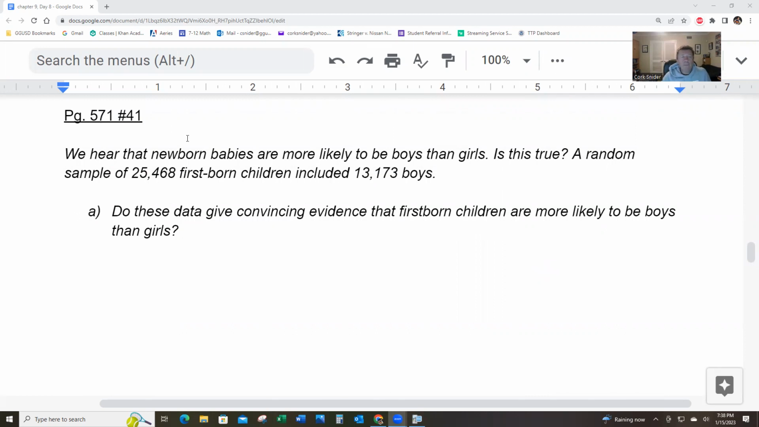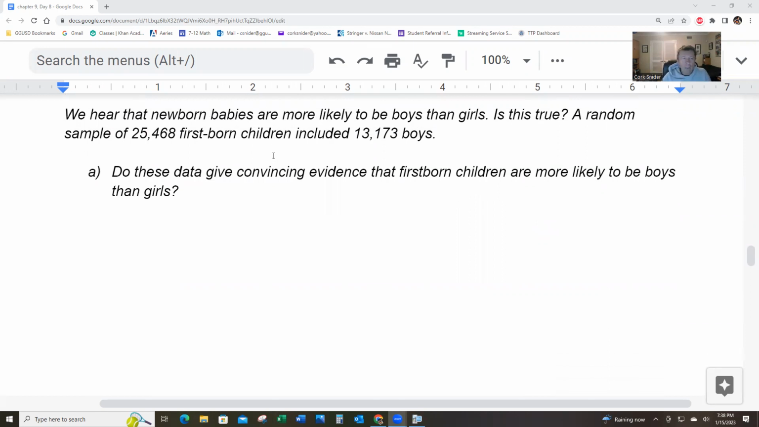Okay, so this is page 571, number 41. I think this is another assignment in the homework. This is much more likely to happen on your test. So we have a question. We hear that newborn babies are more likely to be boys than girls. Is this true? A random sample, this is a huge sample, 25,468 firstborn children included 13,173 boys. Do these data, by the way, this is considered plural, datum is singular, data is plural, give convincing evidence that firstborn children are more likely to be boys than girls?